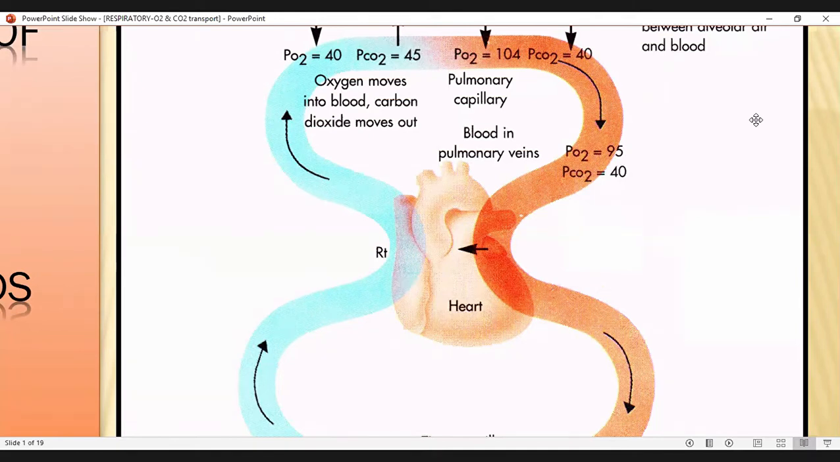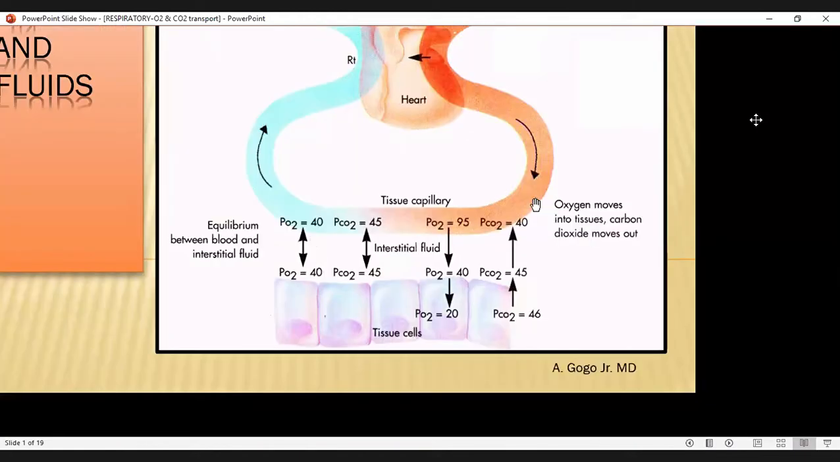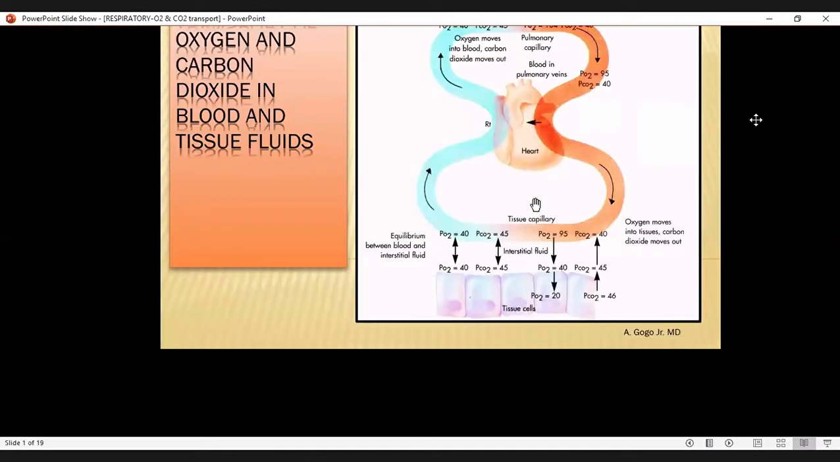This will find its way into the left atrium, okay? And so this, and towards the left ventricle, and then back to the aorta. So your 104 is now diluted with unoxygenated blood. That's why it's only 95 millimeters of mercury. And so therefore the same. And this will find its way into the tissues, okay?